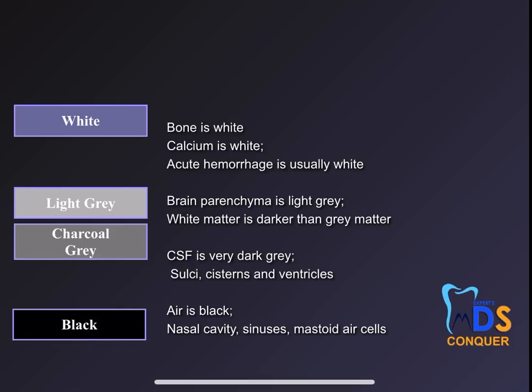So first you need to have an idea of how the various tissues or structures look within a CT image. Bone, calcium and acute hemorrhage are usually white. The brain parenchyma is light grey, the CSF is very dark grey, and air or cavities which contain air do not attenuate the X-ray beam, so they appear completely black. Those include the nasal cavity, the sinuses and the mastoid air cells. So this is how the tissues look within a CT image.